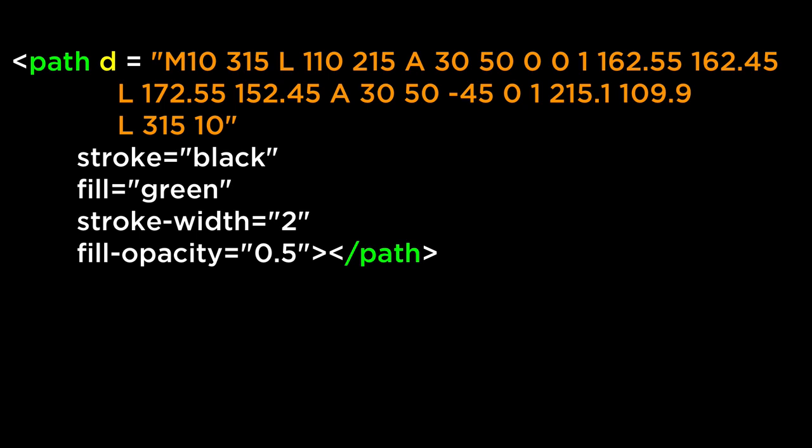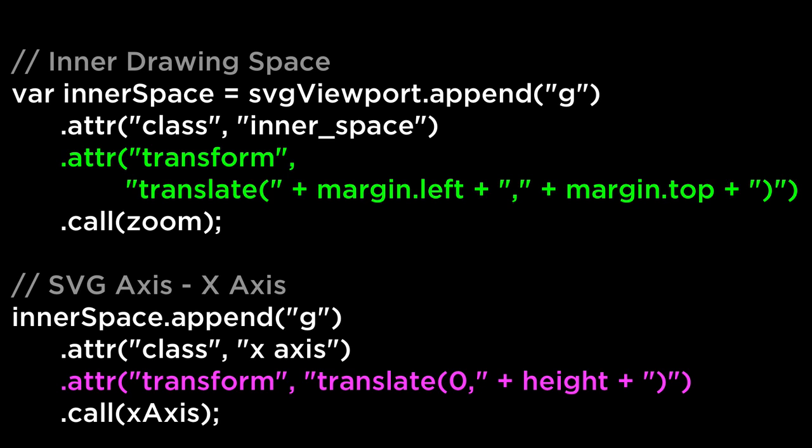The only thing that we have is the SVG path element. More explicitly, what we have is an SVG element. This is the inner drawing space and the SVG axis x-axis. Do you notice what is similar about both of them? What is similar is that they both use the SVG transform translate functionality to move an element around the SVG coordinate space. That sounds a great deal like the D3 zoom pan behavior, doesn't it?